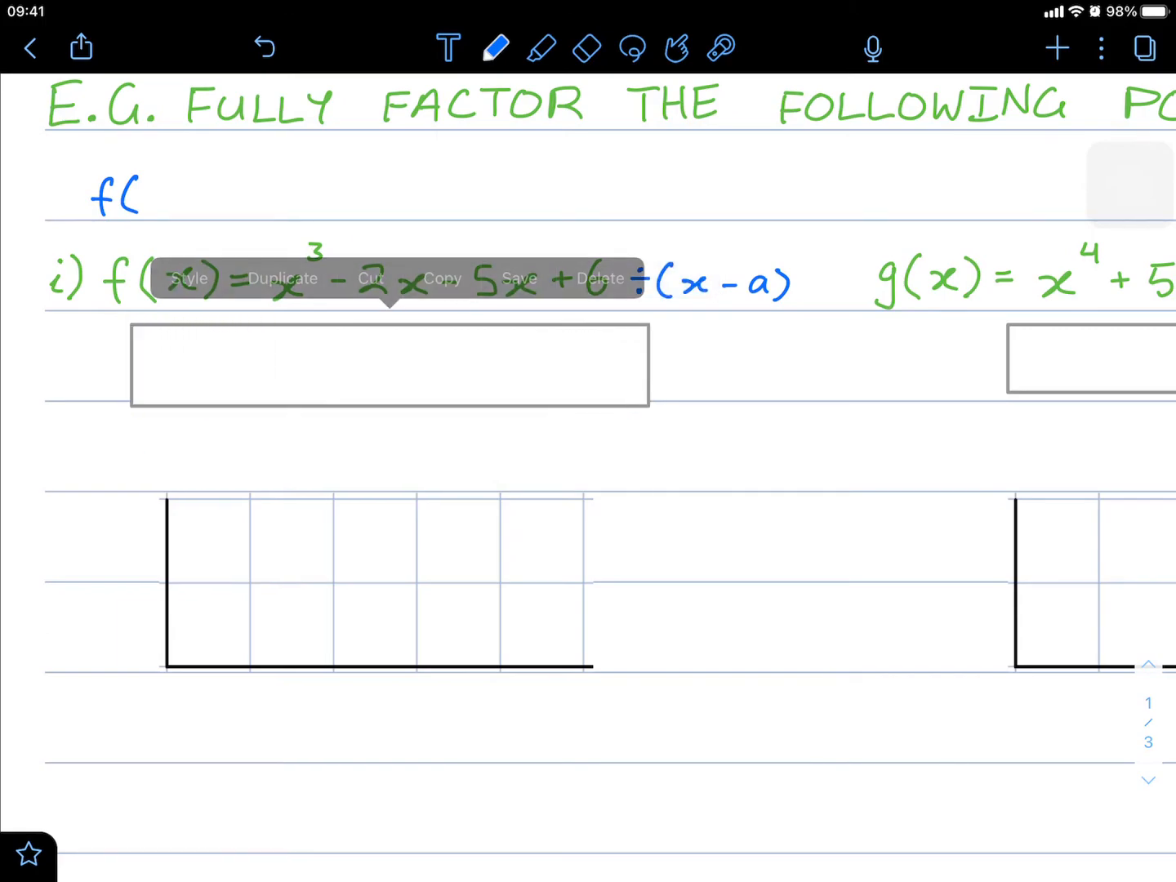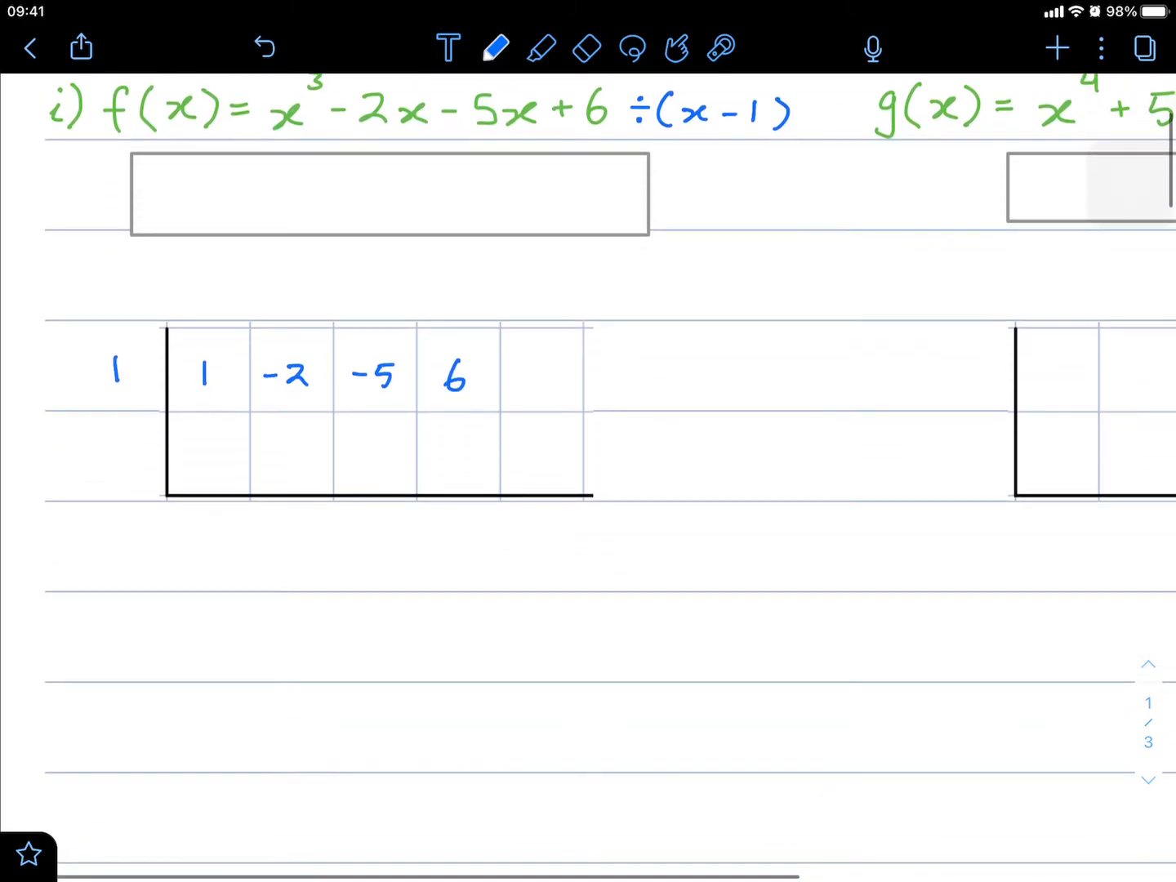So if you just tried 1 and you substitute into your calculator, 1 cubed minus 2 times 1 minus 5 times 1 plus 6, you should definitely be getting 0. Because you have that condition, we know that this first divisor is going to be 1, and so we can now do our synthetic long division. 1, negative 2, negative 5, and 6. Ignoring the first, multiplying, adding, negative 1, multiplying, negative 1, adding, multiplying, and then adding.